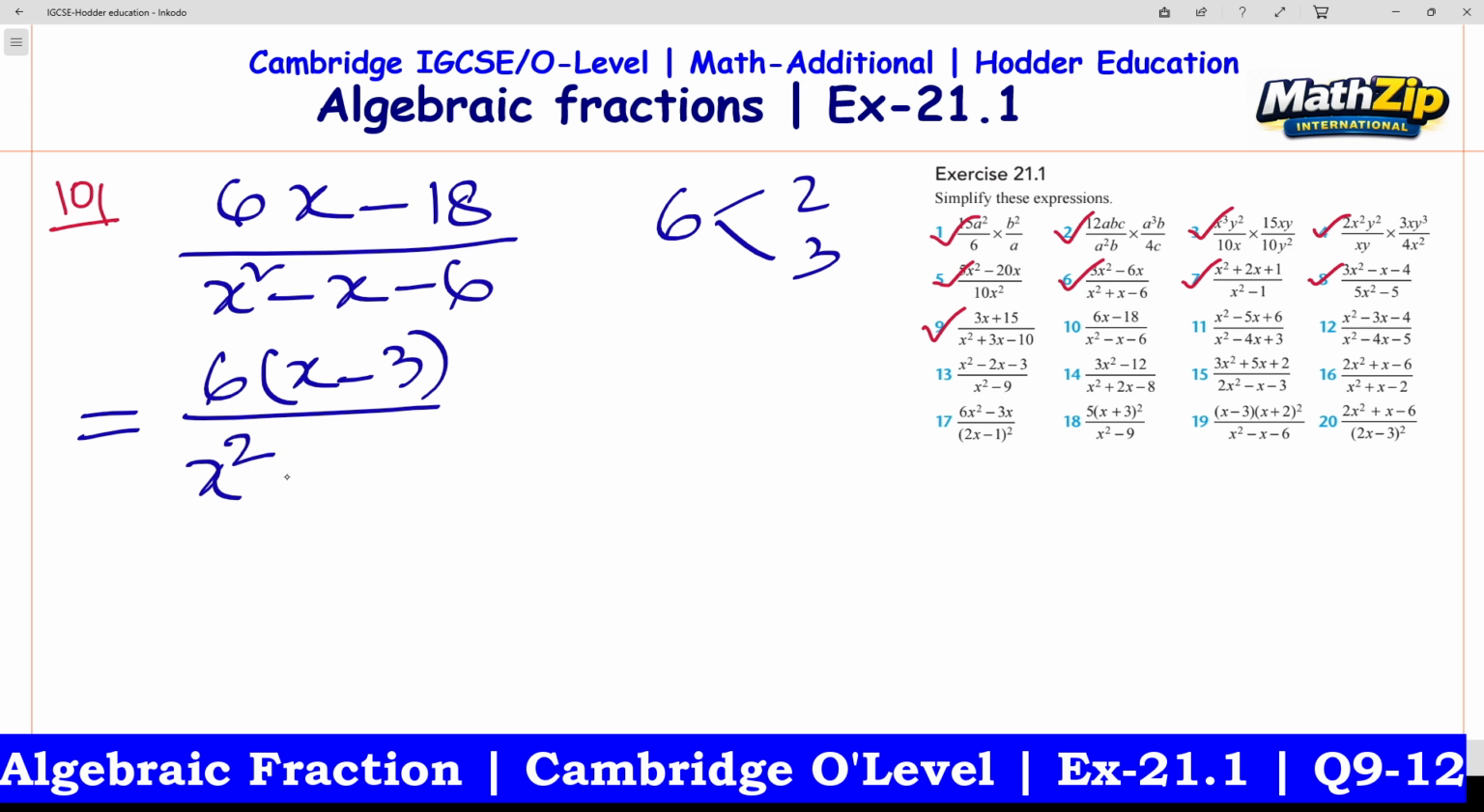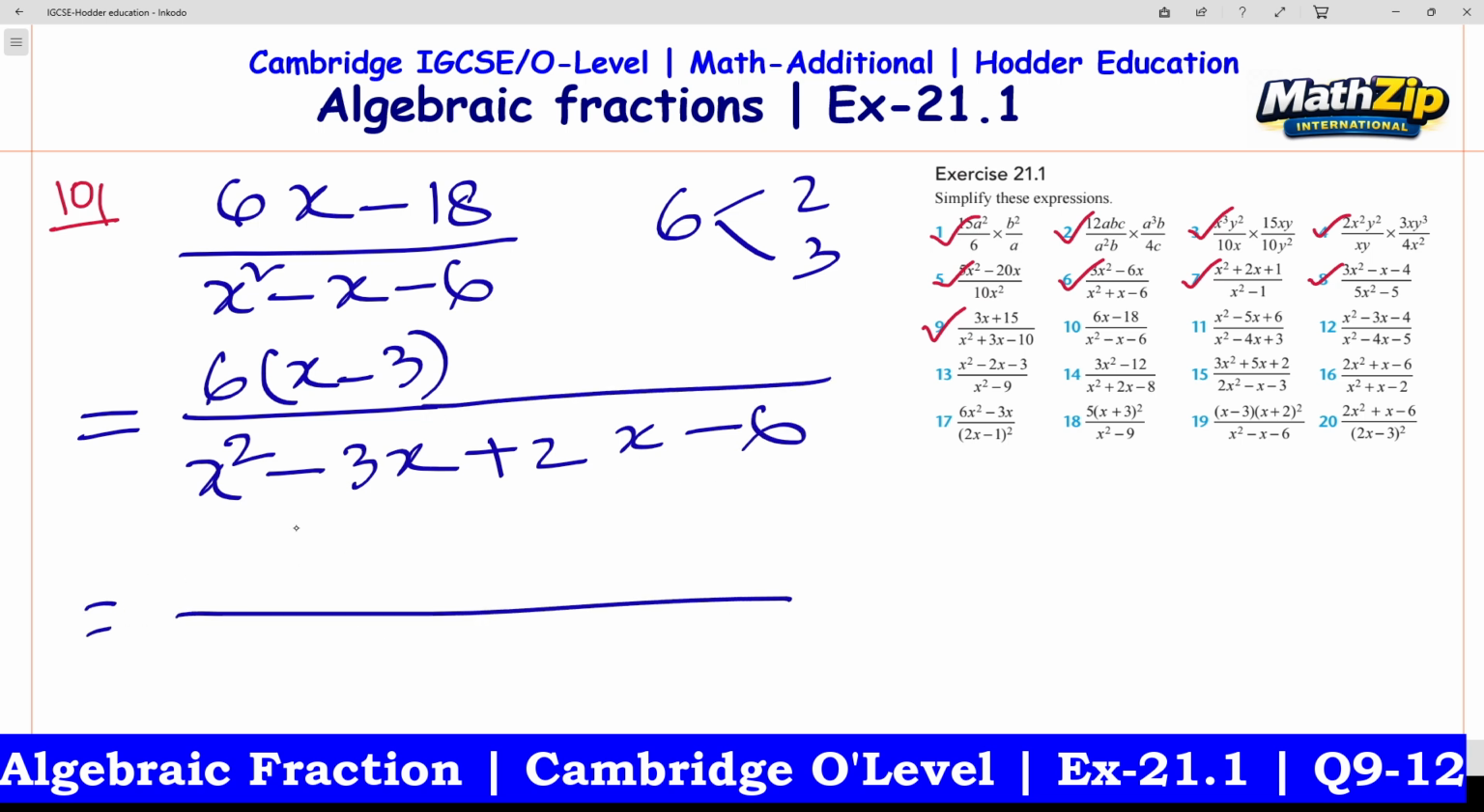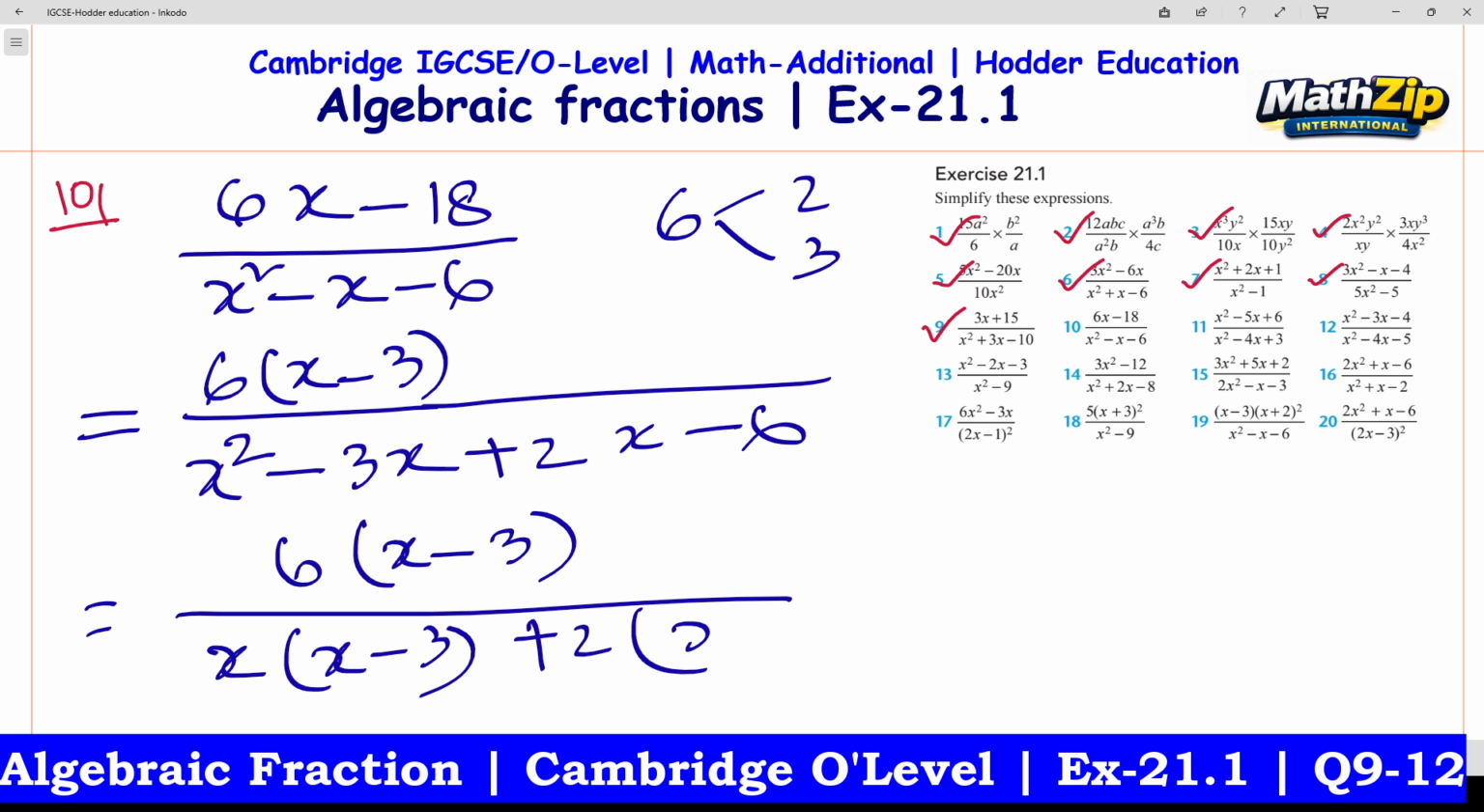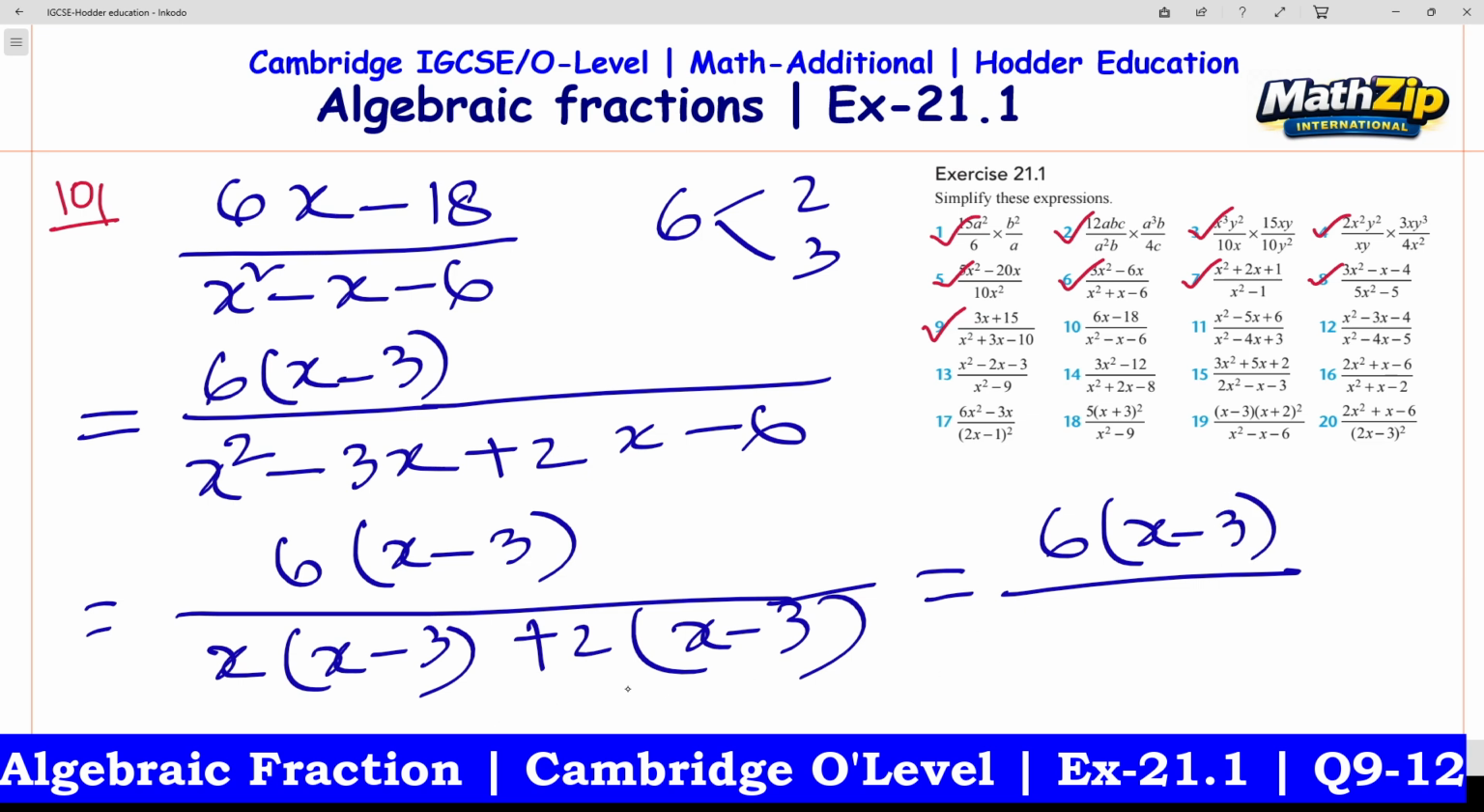So x squared minus 3x plus 2x minus 6. Now here we can take common x, so x minus 3. Take common 2, here is x minus 3. Right? So finally we can write 6 times x minus 3, and we can take common x minus 3, so here will be x plus 2.